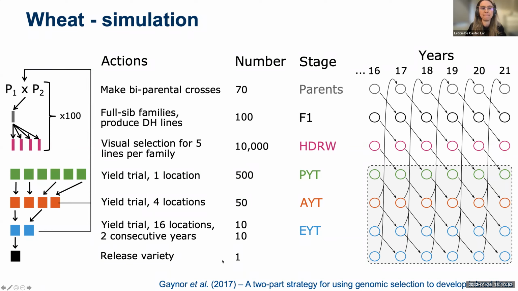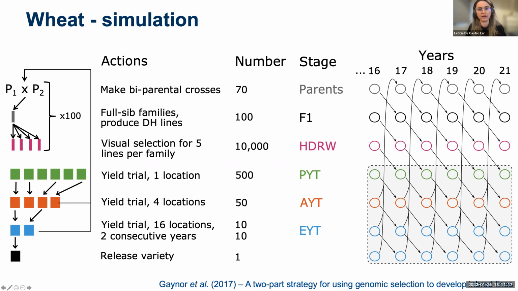We used these best lines from the advanced wide trial and elite wide trial as parents to create a new breeding cycle. And we run all these stages of the breeding cycle in parallel, so in this way we are allowing them to occur simultaneously in each year.